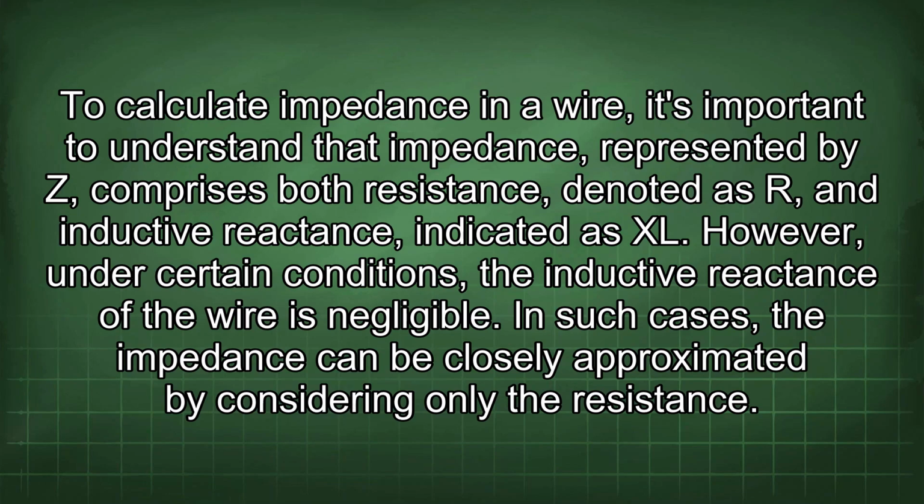To calculate impedance in a wire, it's important to understand that impedance, represented by Z, comprises both resistance, denoted as R, and inductive reactance, indicated as XL. However, under certain conditions, the inductive reactance of the wire is negligible. In such cases, the impedance can be closely approximated by considering only the resistance.